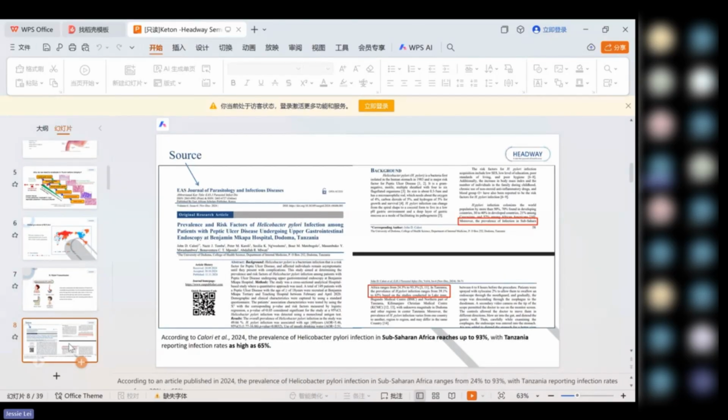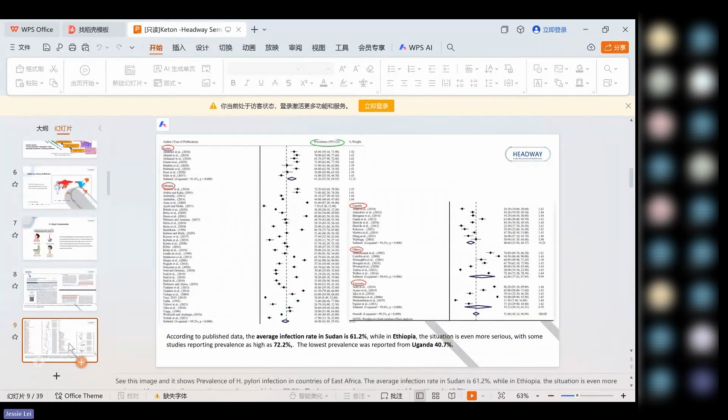So this is an article published in 2024. It shows the prevalence of H. pylori infection in sub-Saharan Africa ranges from 24% to 93%, with Tanzania reporting an infection rate ranging from 39% to 65%. And see this image. This image shows the H. pylori infection rate in countries of East Africa.